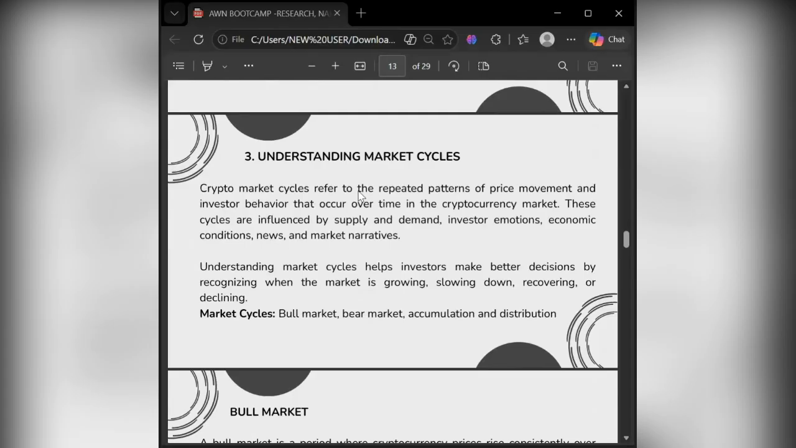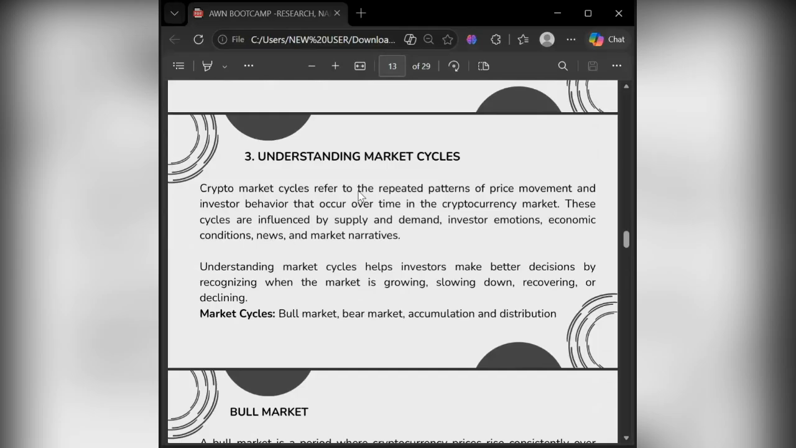So we'll go back to understanding market cycles. This is not going to be the longest topic, but let's continue. Understanding market cycles. The crypto market cycle refers to the repeated patterns of price movement and investor behavior that occur over time in the cryptocurrency market. These cycles are influenced by supply and demand, investor emotions, economic conditions, news, and market narratives. Understanding market cycles helps investors make better decisions by recognizing when the market is growing, slowing down, recovering, or declining.